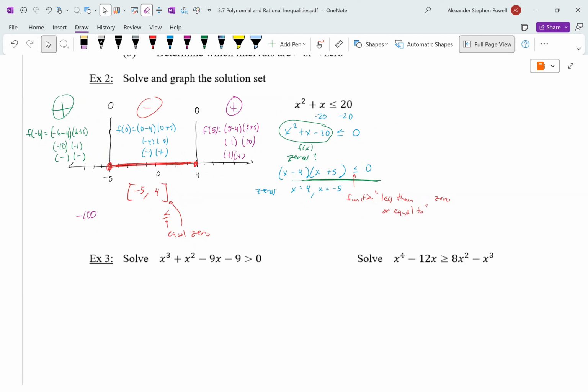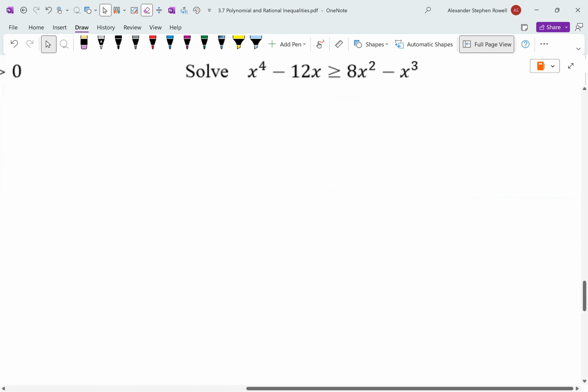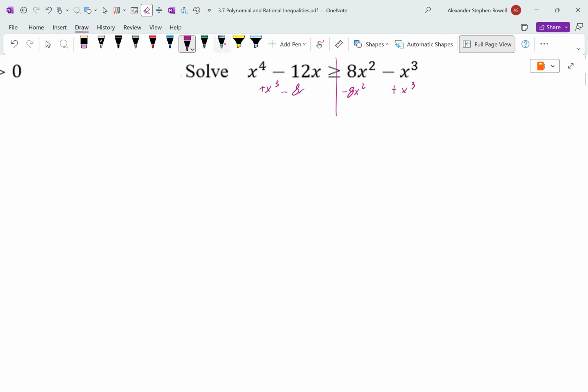Okay, example 3. The one on the right is more difficult. The one on the left, you can just factor by grouping. So we'll do the one on the right. What's the first step here? Yes, make one side 0. So let's go ahead and add x cubed to both sides and subtract 8x squared from both sides. That gives me x to the 4th plus x cubed minus 8x squared minus 12x greater than or equal to 0. And guess what? We can't factor by grouping. There is a greatest common factor though. x times x cubed plus x squared minus 8x minus 12.